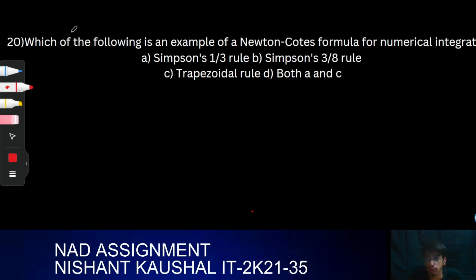Now see the 20th question of our second internal paper. Which of the following is an example of Newton-Cotes formula for numerical integration? Simpson one-third rule, Simpson 3/8 rule, trapezoidal rule, or both A and C? From the Newton-Cotes formula, we can derive both Simpson one-third rule and Simpson 3/8 rule. So the answer will be D, both A and C.